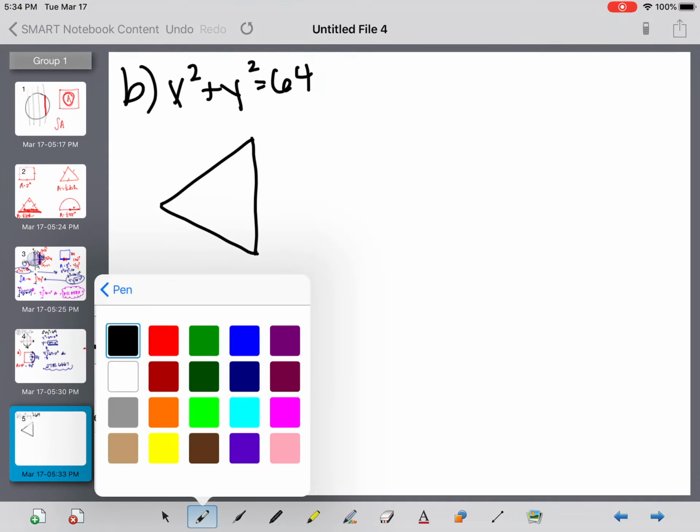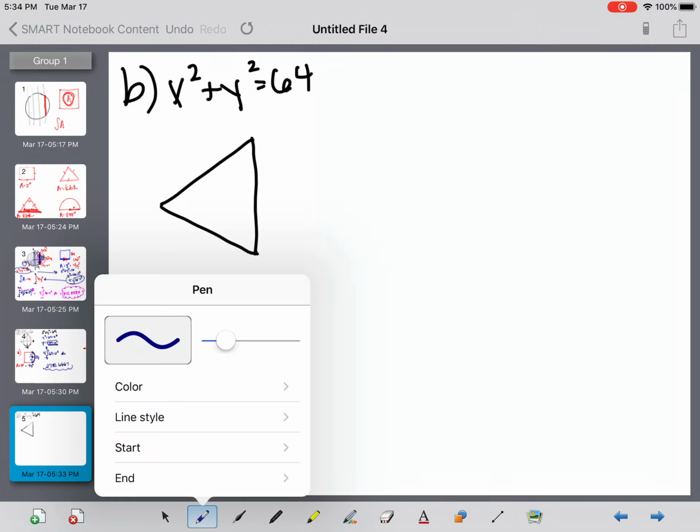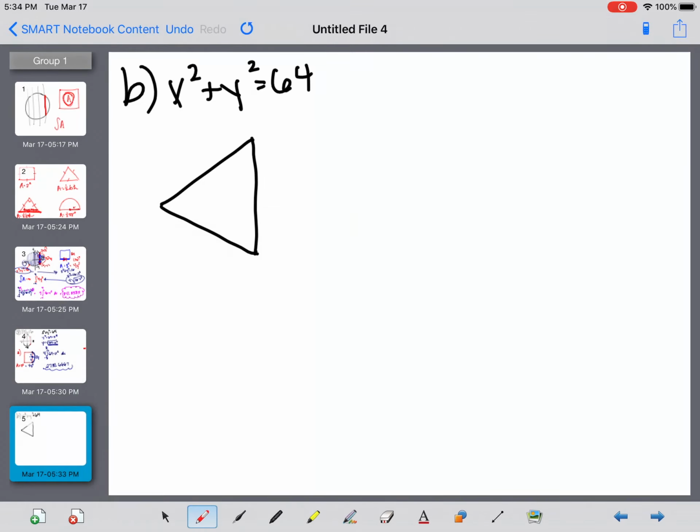So I want you to imagine that this is still my x-axis right here, and that this is a point on my circle, and this is a point on my circle. So it goes like that. Again, the base of this triangle is going to go up y units and down y units. So the base of this triangle is 2y. All right?